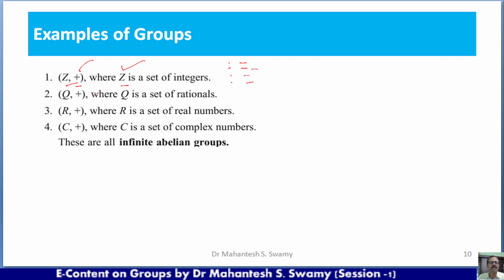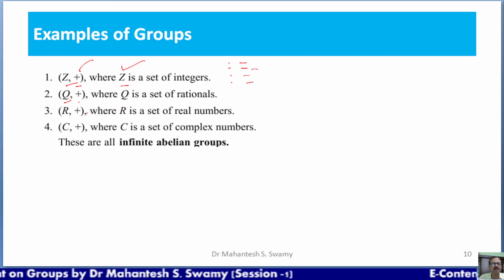Very trivially we can say. Now, the set of rationals again satisfies all the four axioms of the group. Therefore, with respect to the binary operation of addition, this also we call a group under the binary operation addition. Now, the set of real numbers is also a group. The set of complex numbers is also a group. And in all these cases, the sets we considered are infinite sets. Set of rationals, integers, reals, complexes, all are infinite sets.